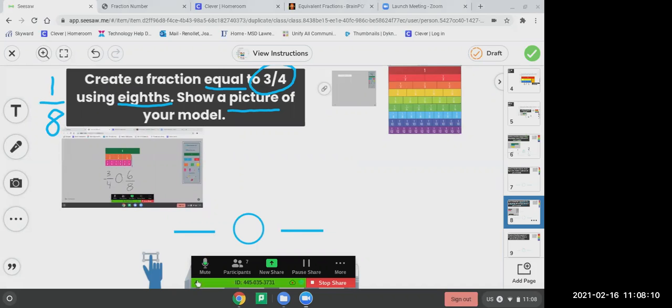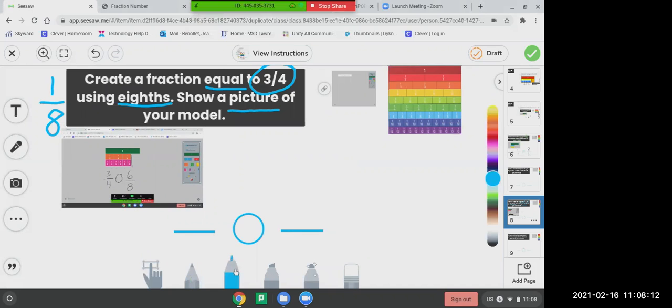My last job is to record my comparison that I showed. 3 1/4 is equivalent to 6 1/8. I have now done slide number 8. This is what you're going to work on today.